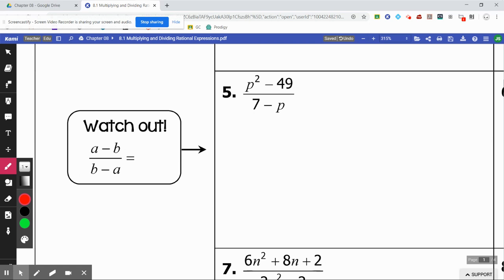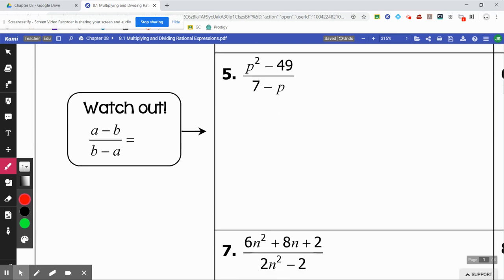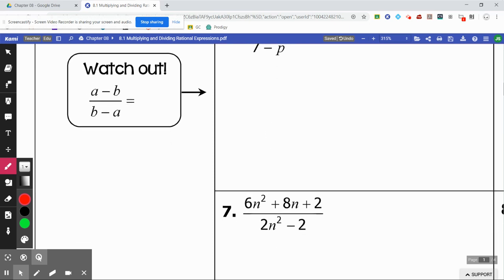Number 5. And it says watch out here for a minus b over b minus a. And let's talk about what this is actually equal to. And you've got to be careful with this. I want to go through the steps of why this is true. On bottom, what I'm going to do is factor out a negative 1.